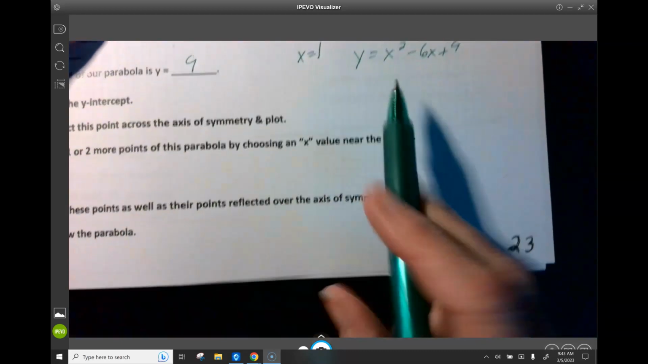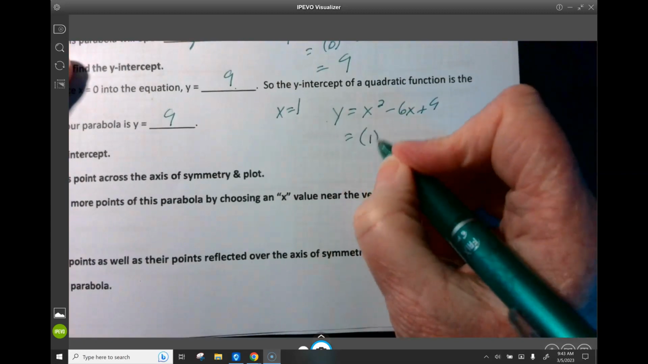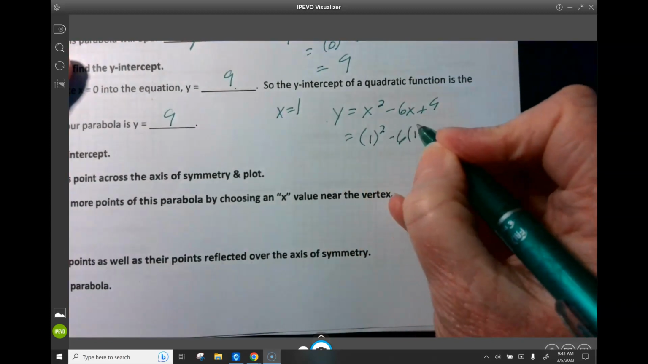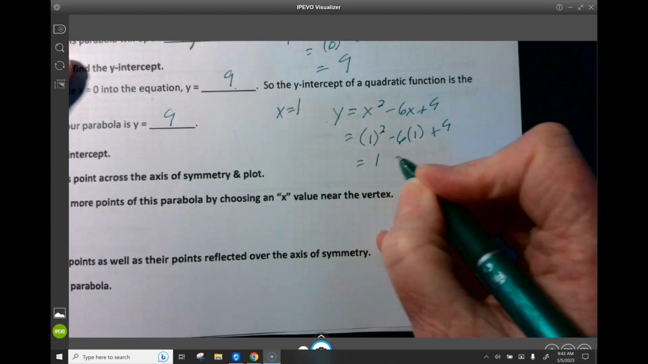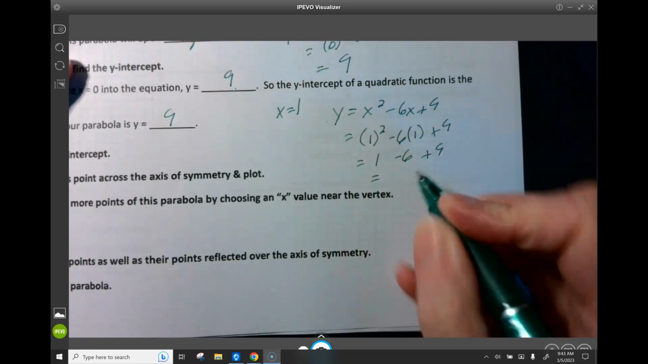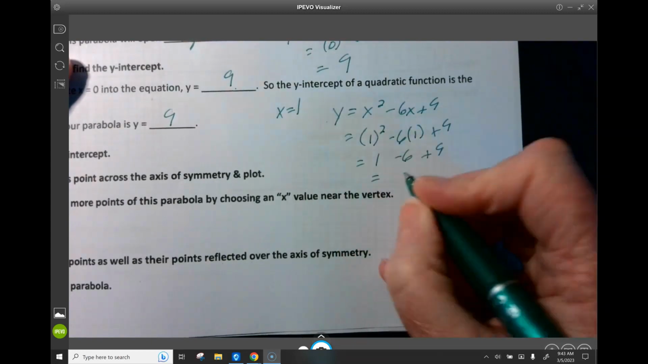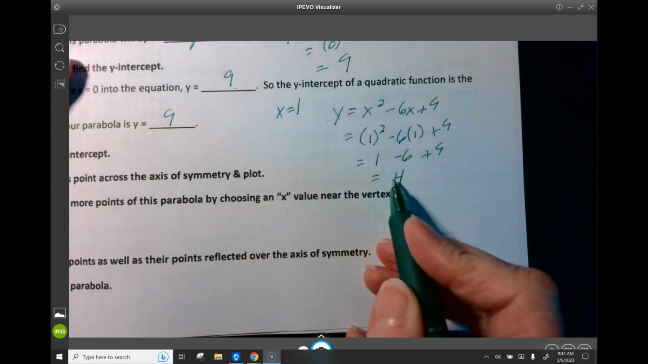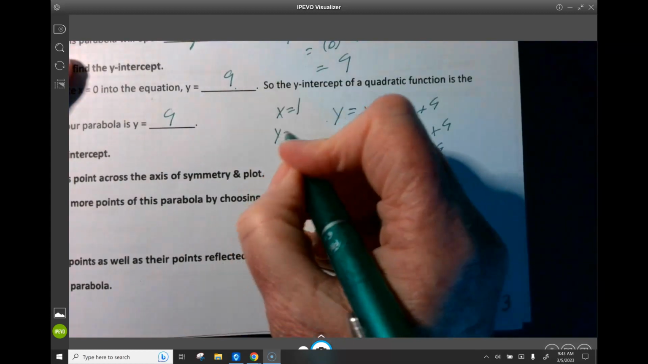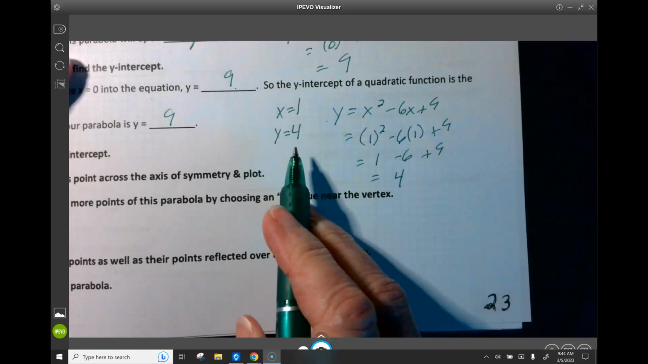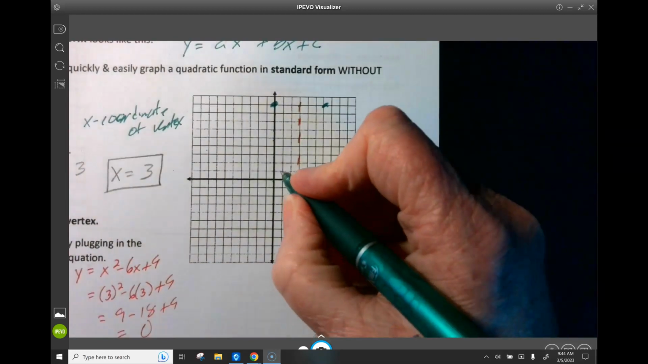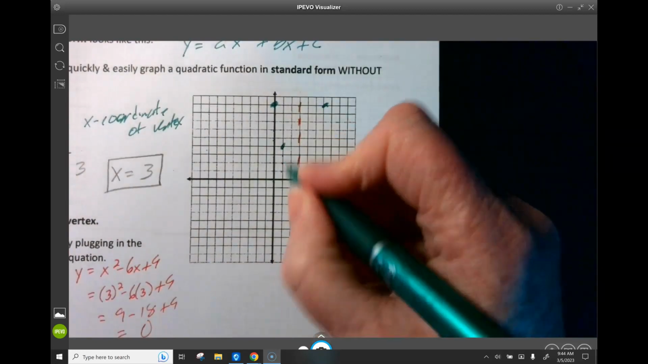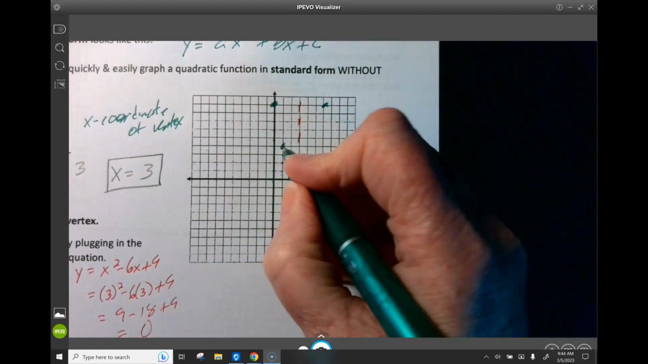Okay, so here we go. We're going to plug in 1. We have 1 squared minus 6 times 1 plus 9. 1 minus 6 plus 9 is going to be 10 minus 6, that's 4. So what we just found out, when x is 1, y is 4. So we're going to plot that point. X is 1, y is 4. 1, 2, 3, 4.